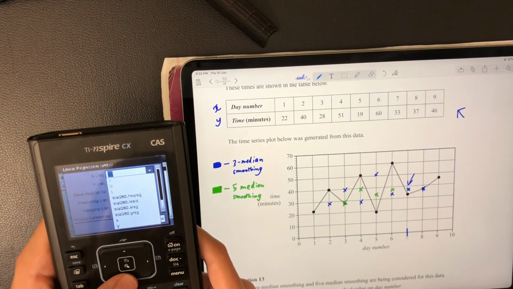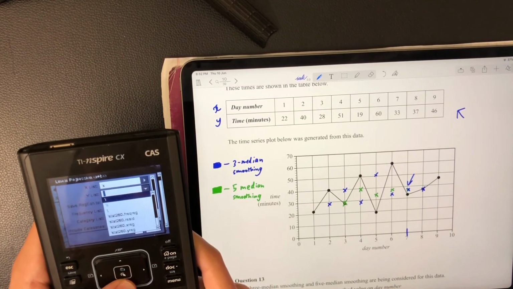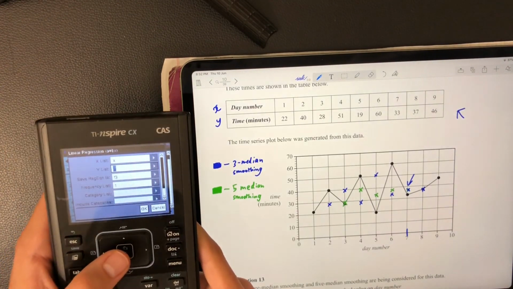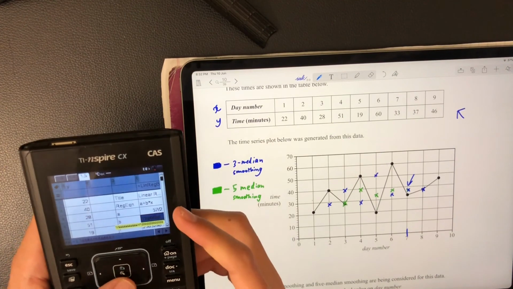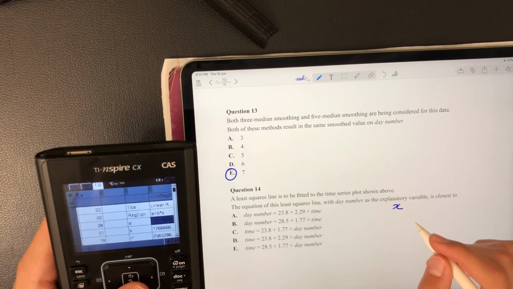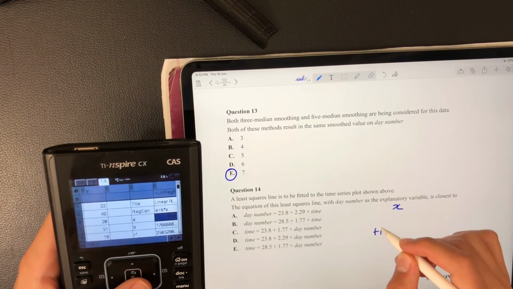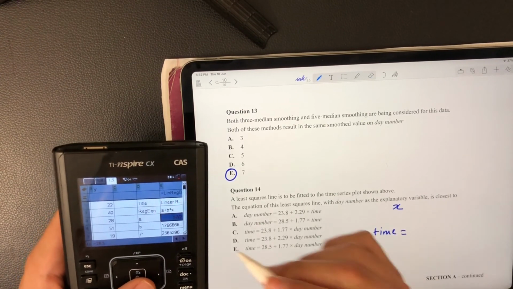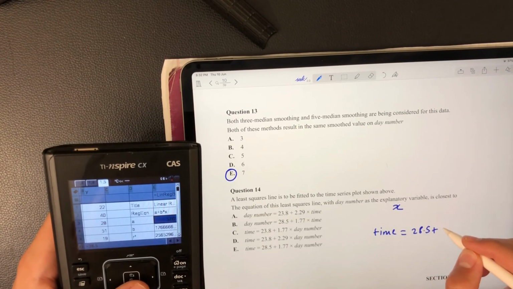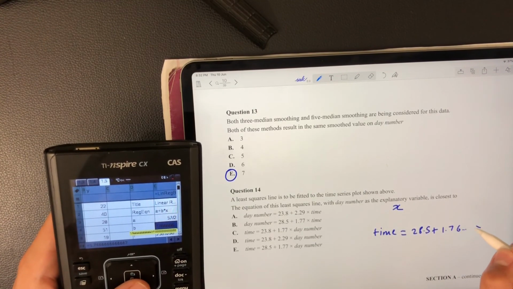So we enter x into the x list, which represents day number, and we enter y into the y list, which represents time in minutes. Hit enter and you'll get the values of a and b, which is, so the day equals, sorry, it should be time equals, because that's our response variable, equals 28.5 plus 1.76666 times day number.